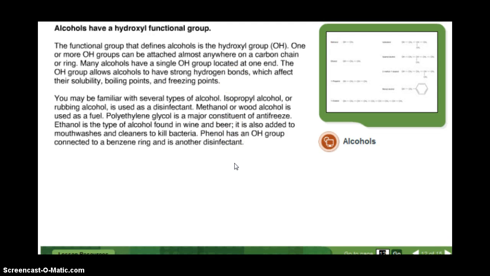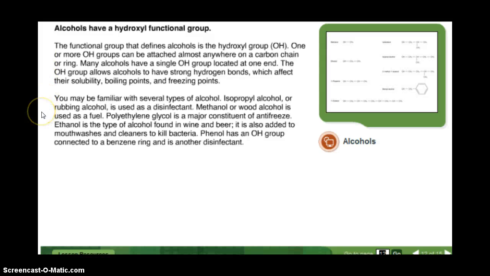Alcohols have a hydroxyl functional group. The functional group that defines alcohols is the hydroxyl group, OH. One or more OH groups can be attached almost anywhere on a carbon chain or ring. Many alcohols have a single OH group located at one end. The hydroxyl group allows alcohols to have strong hydrogen bonds, which affect their solubility, boiling points, and freezing points.